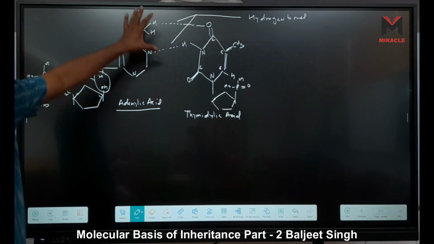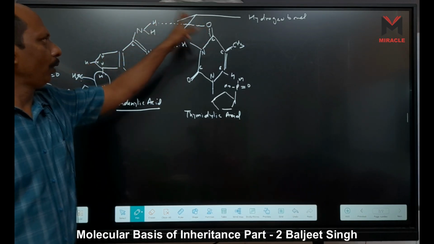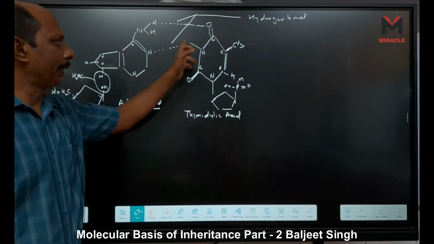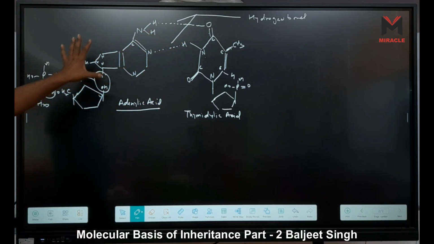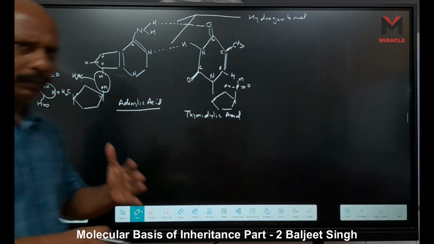How many hydrogen bonds are formed? Two hydrogen bonds are formed. One is between the O of this ketone group and H, right? Another one is between N and H, right? Now here, second, I am going to draw the other nucleotide pair.